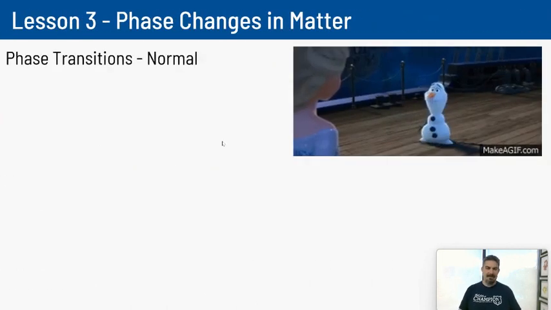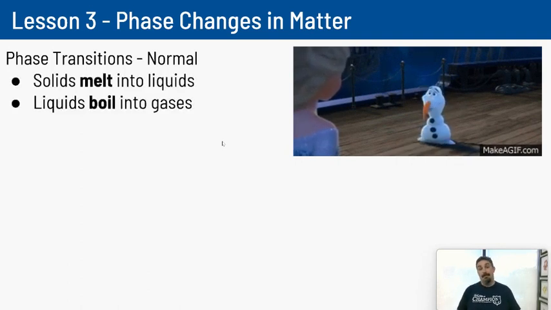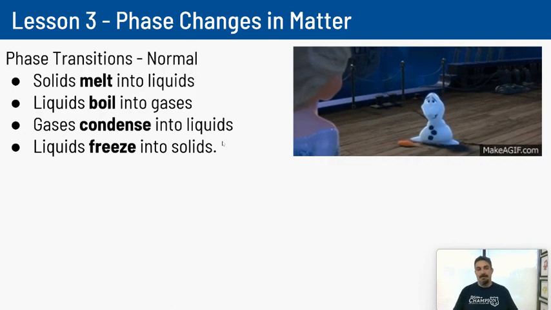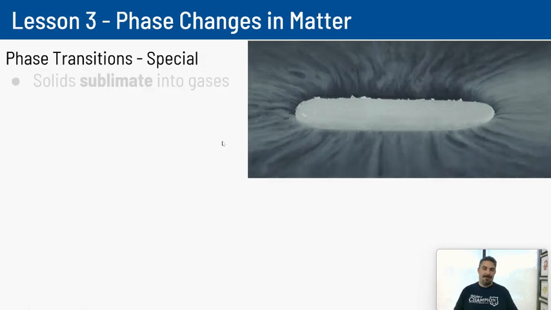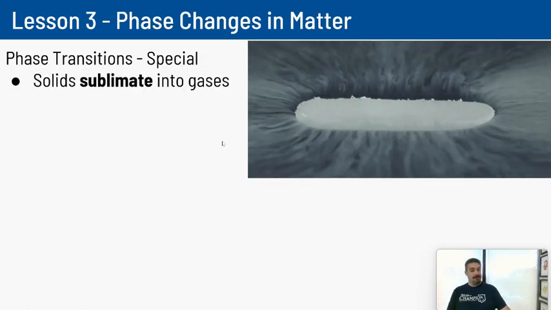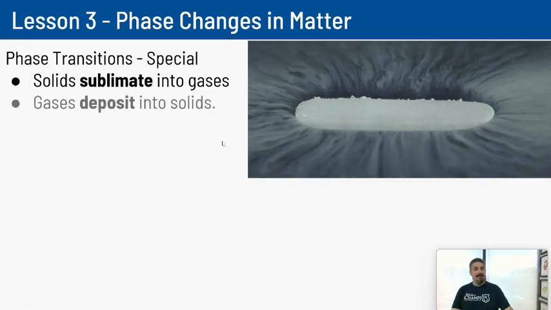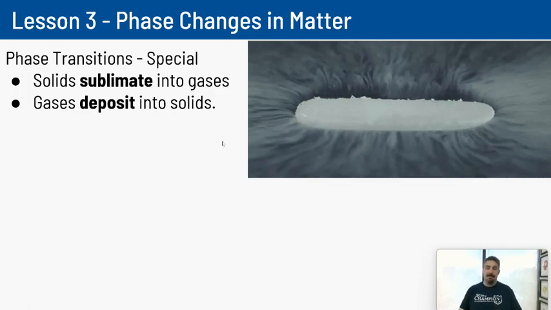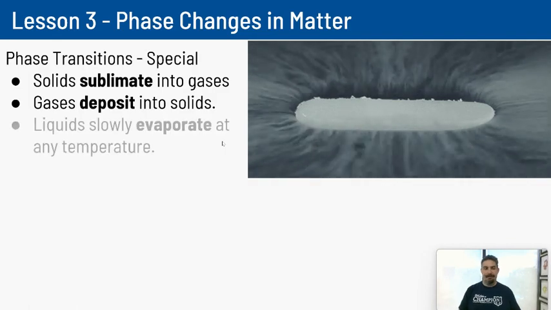Okay? So the normal transitions, solids melt into liquids. Liquids boil into gases. Gases condense into liquids. And liquids freeze into solids. Now, there are some special phase transitions. So solids can, some of them, sublimate into gases. We saw this in our lab with the dry ice. Gases can deposit into solids. So when you make dry ice, the carbon dioxide goes straight from gas to solid.